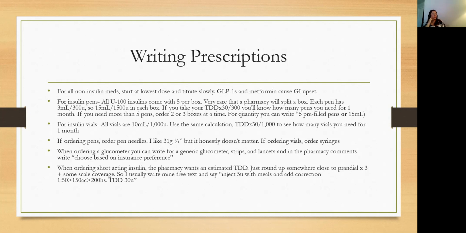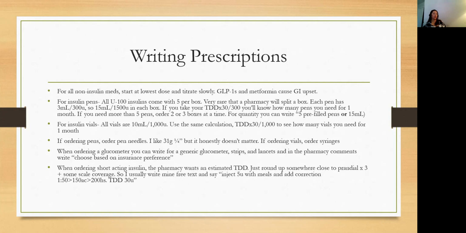For insulin vials, all vials are 10 mLs or 1,000 units. So there's more in a vial. And you use the same calculation. So your total daily dose times 30 days divided by 1,000 units to see how many vials you need for 1 month. And then if you're ordering pens, you always need to order pen needles. If you're ordering vials, you need to order syringes.